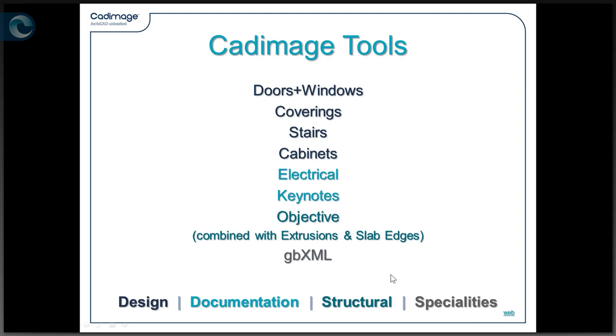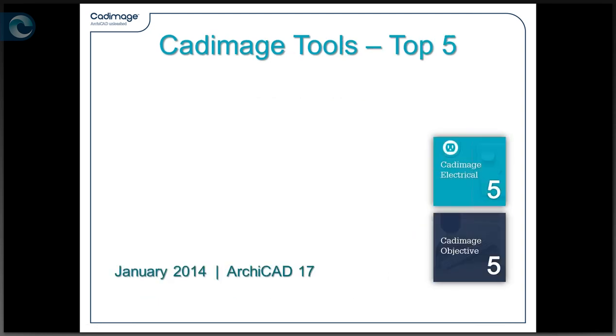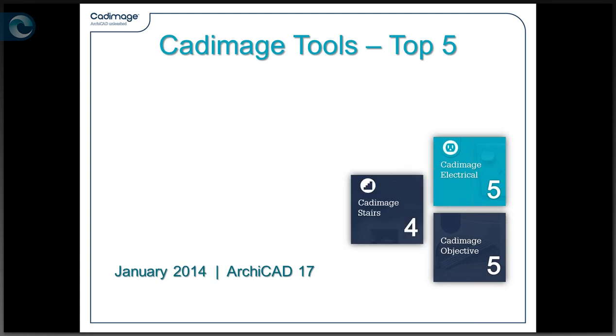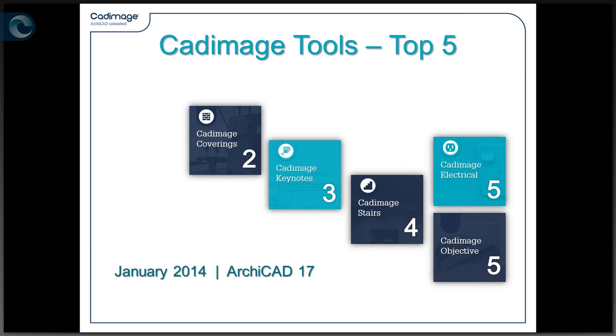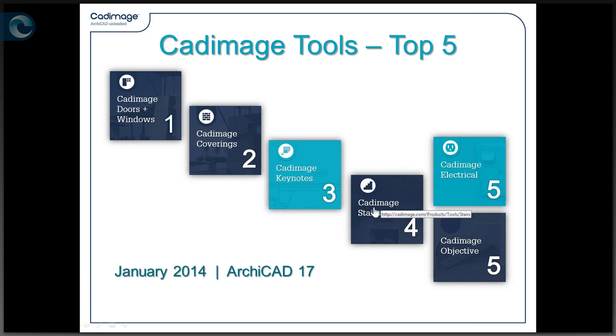And then there's other tools like electrical and keynotes, which fit into the documentation bracket, the structural tools, and then the specialities. In terms of the products and the sort of placement in the sales charts, as it were, this is the top 5, so number 5 is tied between electrical and objective. Stairs is the 4th best-selling tool. We then have keynotes, coverings, and the top seller is doors and windows. So we are looking at doors and windows, coverings, and stairs as part of this series.